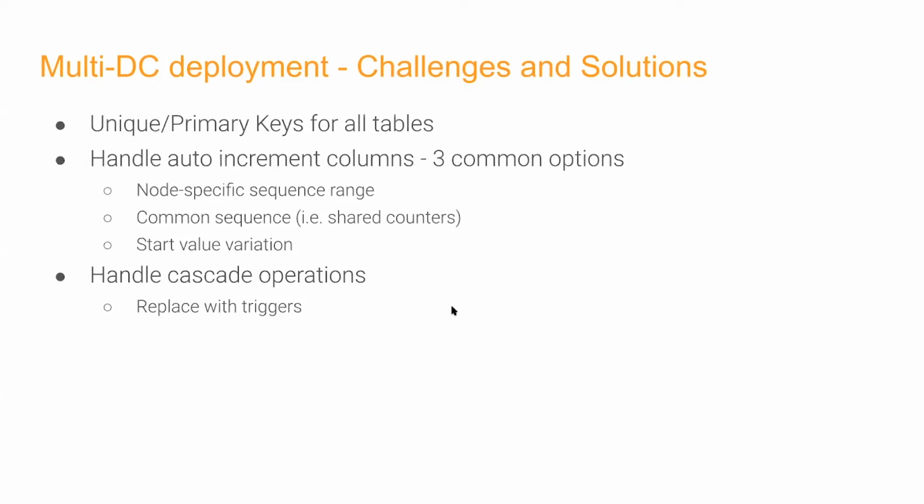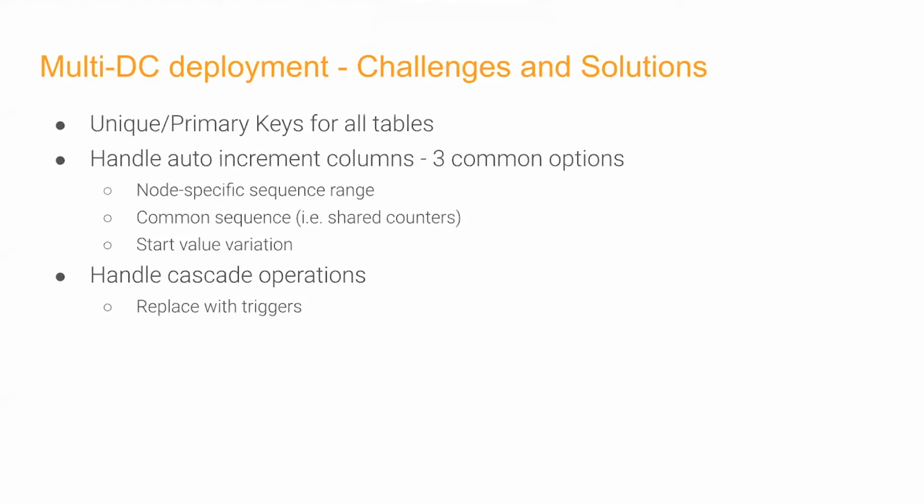So one way is having a specific sequence range. That means if you have two different data centers, we specify one range to one node. For example, assign 1 to 10,000 for the first data center and 10,001 to 20,000 to the second data center, etc. The problem with that approach is someday the auto increment value can reach the limit of that range.